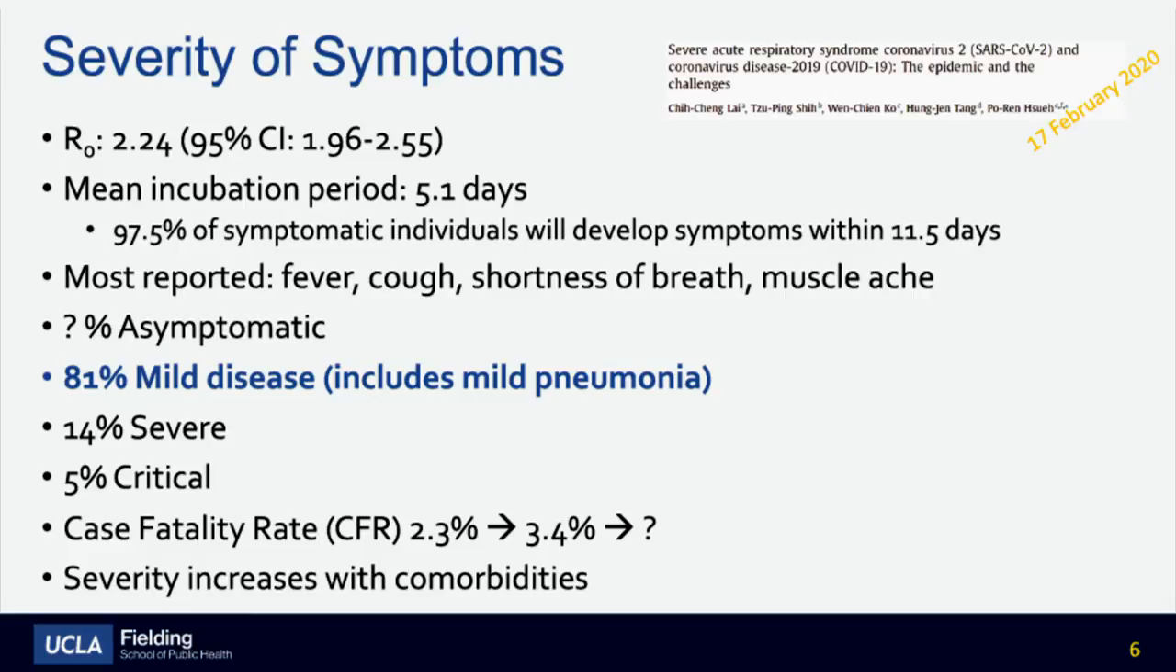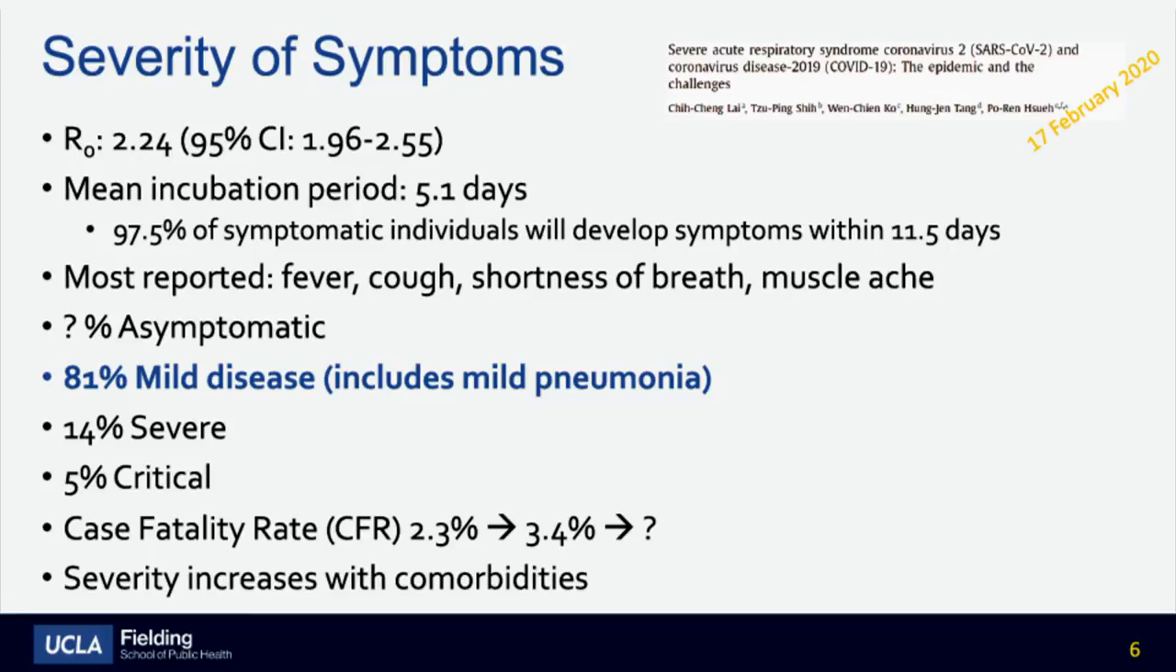When we think about how severe this kind of illness could be, what we understand right now is that most people, approximately 81% of people infected, will get a mild infection or a mild disease. But mild disease, in terms of the definition, also does include mild pneumonia. So this is not a disease where we're just talking about cough and cold when we talk about 81% getting mild disease. 14% can appear to have severe disease, and then approximately 5% could be critical.